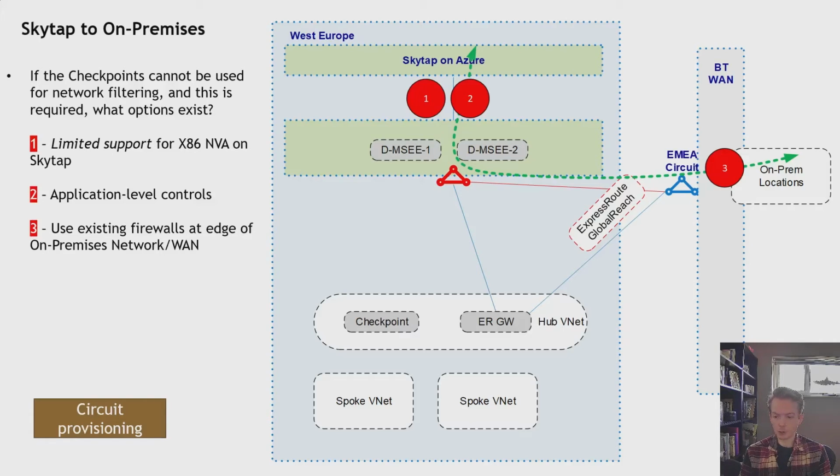Therefore, if using GlobalReach, we need to explore, are there other points in that path where we can implement our required network controls? And the areas to explore here are, number one, there is some work happening on the Skytap platform to natively support x86 network virtual appliances. So for example, you could deploy a checkpoint on Skytap and insert that in the green line. That work is ongoing, so I would check with Skytap directly on the supportability of that.